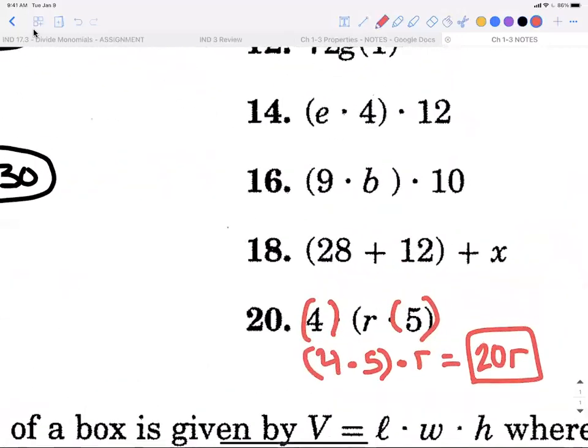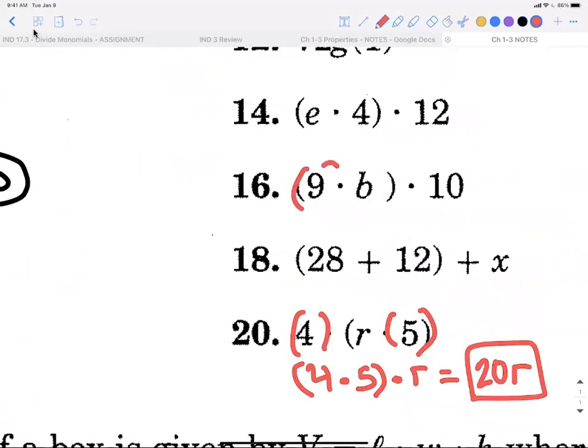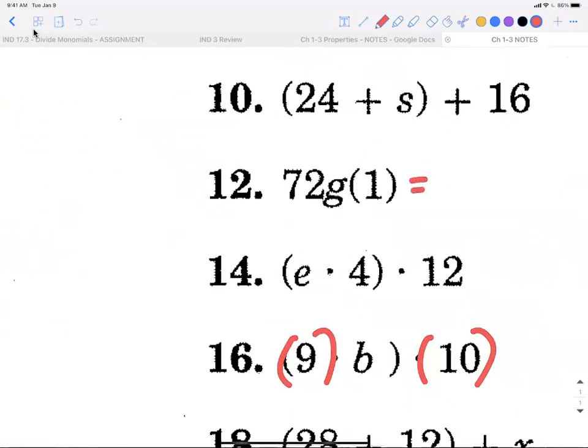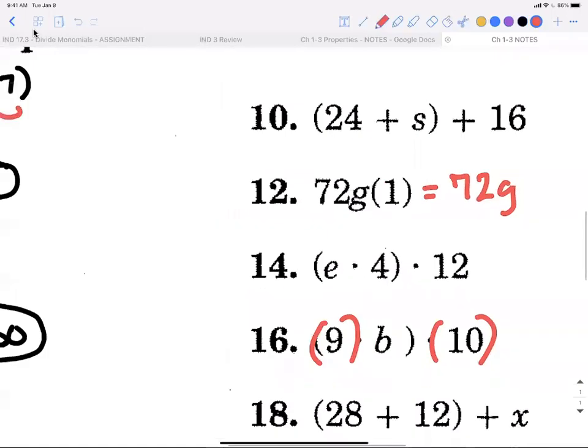Same thing here. I'm not going to work it, but same thing here, right? I can do 9 times 10. So I'd get 90B. Okay. This one, the times 1, right, doesn't change anything. It's just 72G. That's that identity property. Okay? We good there? Simplifying these?